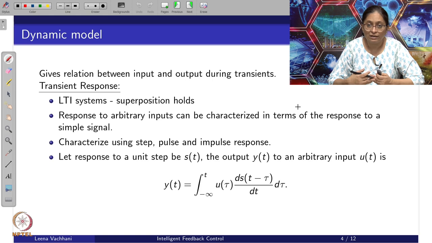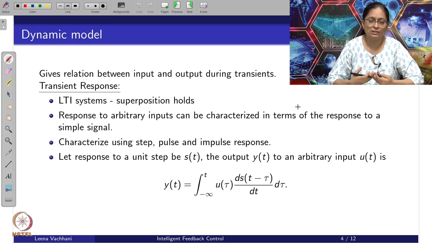Looking at identifying the dynamic model, there are two ways. One is the time-based method and the other is the frequency method. Now, the time-based method identifies the dynamical model with the help of the transient response. In order to get the transient response, our underlying assumption is that the system for which we are identifying the model is an LTI system, and therefore superposition holds. If superposition holds, how are we taking advantage of the superposition? We have studied Fourier series.